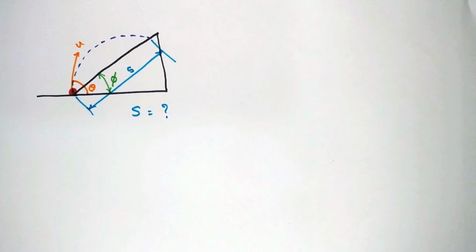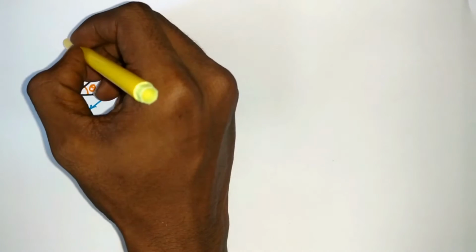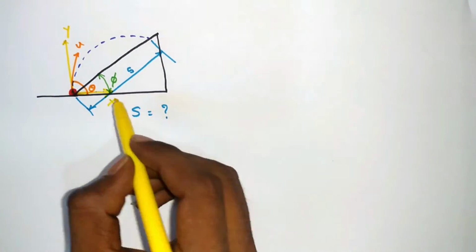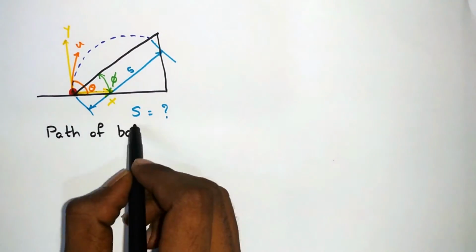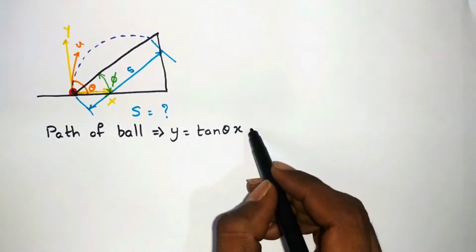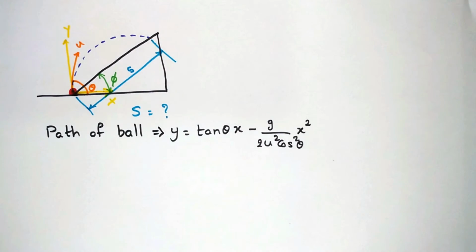So taking the initial position of the ball as the origin and the x-axis along the ground and y-axis perpendicular to the ground, we can write the equation as y equal to tan theta x minus g by 2 u square cos square theta into x square, which I have derived in the previous video.